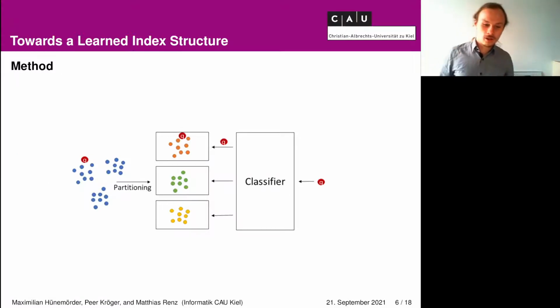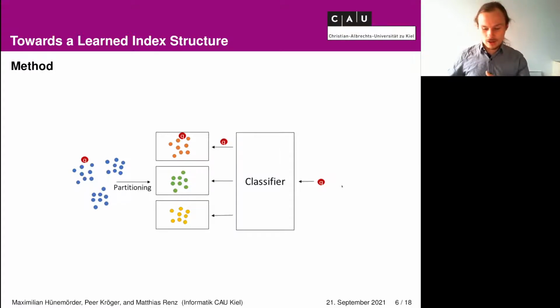Our method is fairly simple. We have our data on the left here in the blue, and we want to partition it with some kind of partitioning algorithm into different buckets or pages, and then we want to train a classifier to learn the distribution of these now labeled partitions.